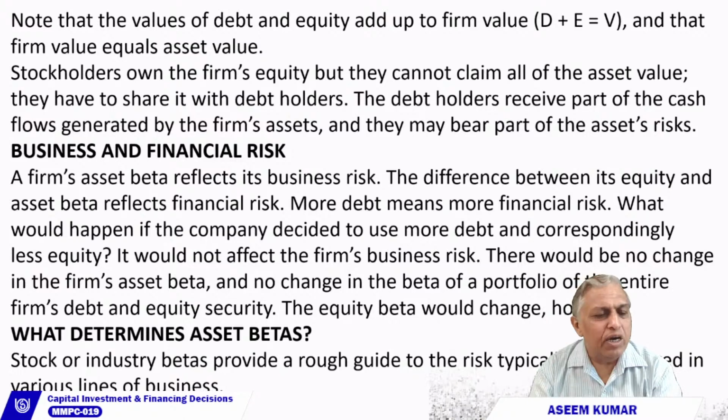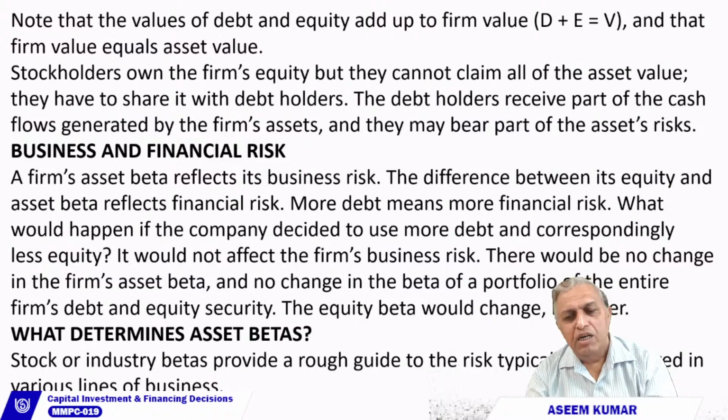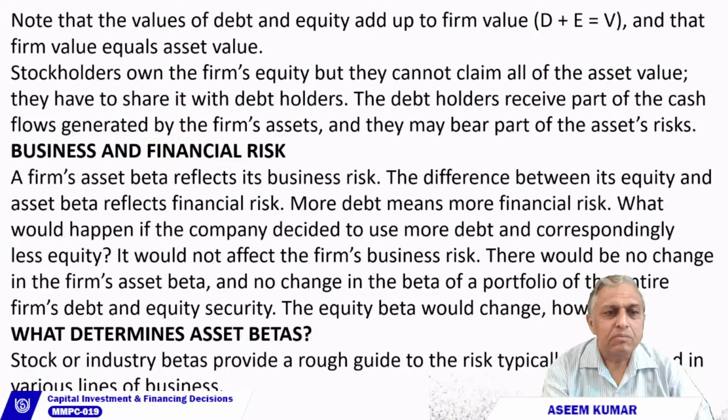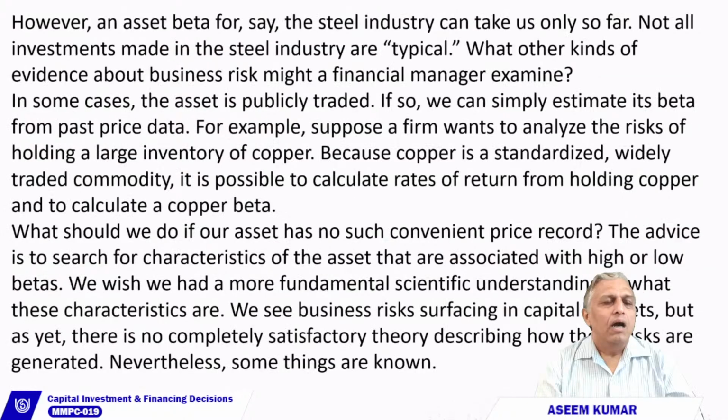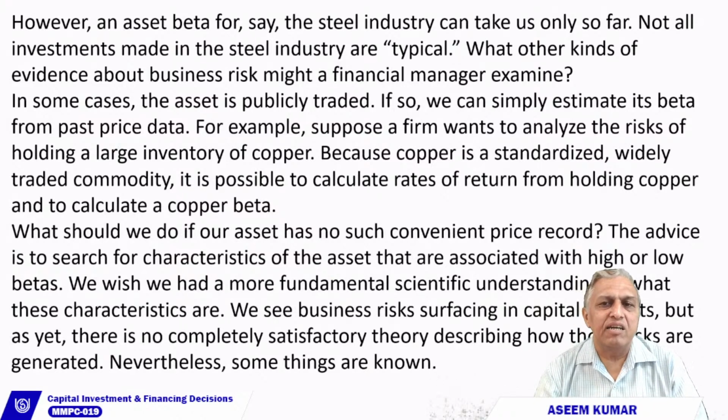And what determines the asset betas? Stock or industry betas provide a rough guide to the risk typically encountered in various lines of business. However, an asset beta for, say, the steel industry can take us only so far. Not all investments made in the steel industry are typical. What other kind of evidence about business risk might a financial manager examine?